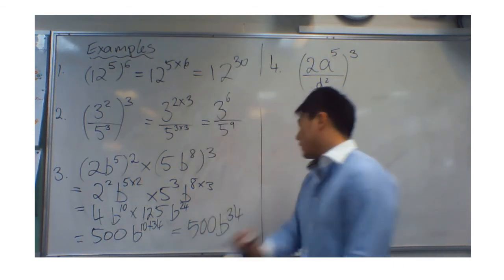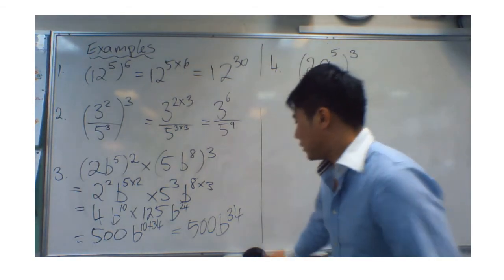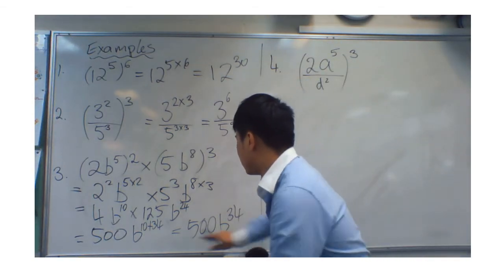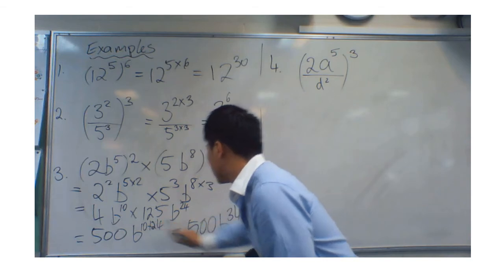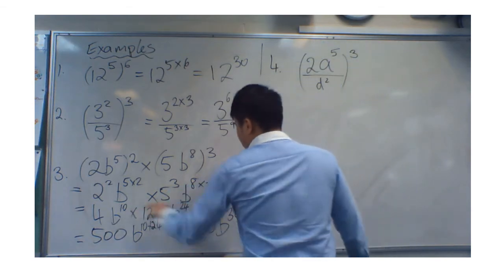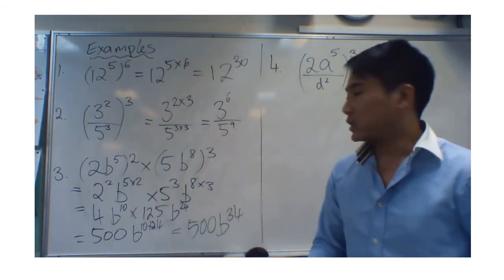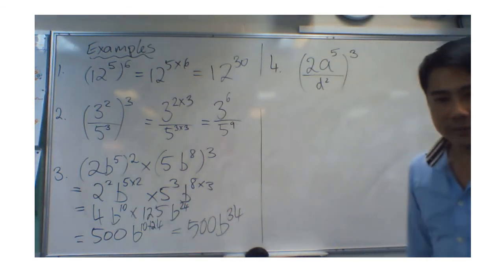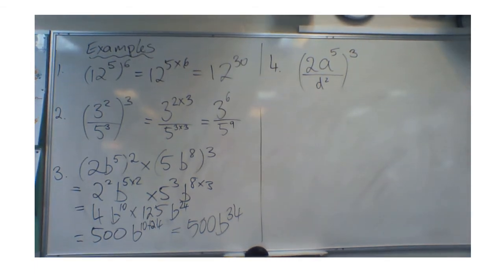34. So 10 plus your 24 will give you 34. So that's your final answer. Let's do one last one.